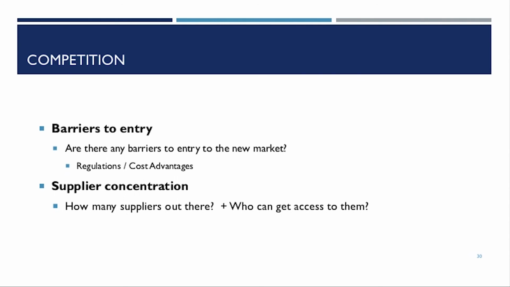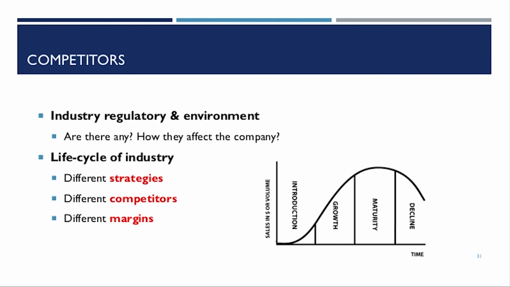Another thing is supplier concentration too. So who are the suppliers out there? For the shoe case, I would not pay much attention to this topic because shoes are footloose. You can buy raw material anywhere, so this won't be a big issue in this case. And as I said, regulatory and environment: whether there are any regulations that you want to consider and how they affect the company.